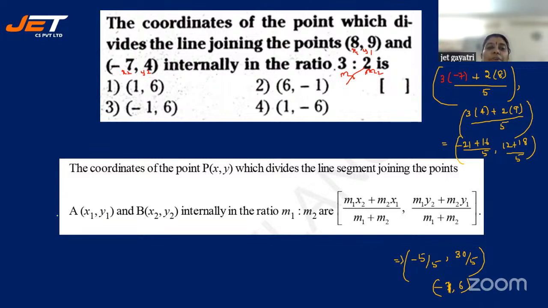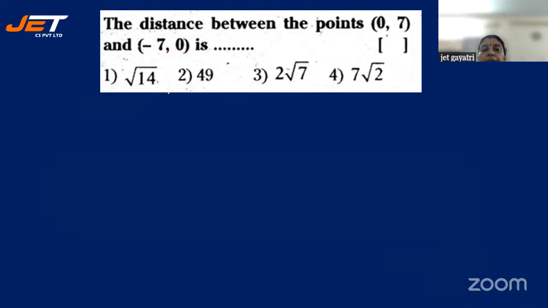So your option 3 is the correct one. Okay. So option 3. All right. So I'm sure you would have understood. Minus 5 by 5 is minus 1. Right. So minus 1 comma 6. All right. See the next question.